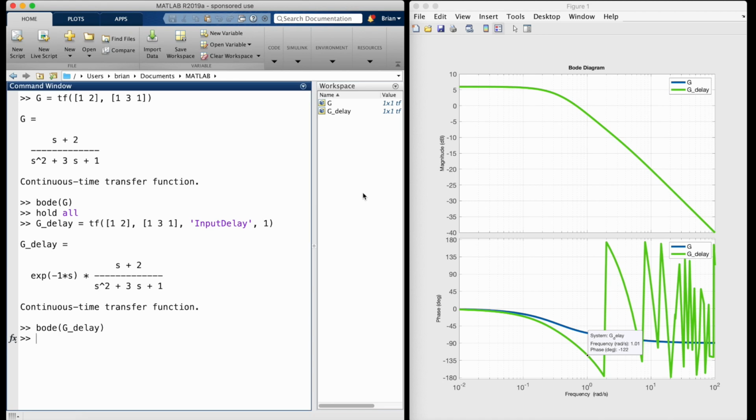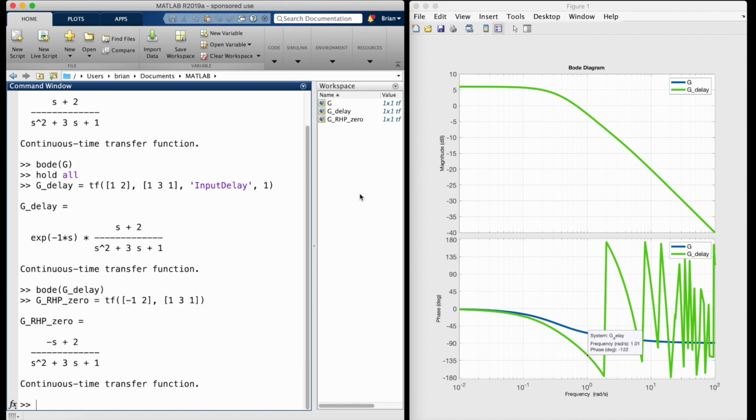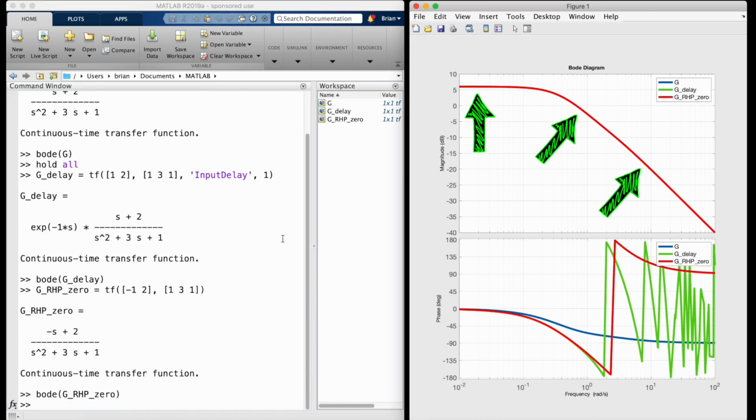The other way is to move one or more of the transfer function zeros from the left half plane over into the right half plane. For this transfer function, we can move the 0 from s = -2 over into the right half plane at s = +2. And check this out. This transfer function also has the same magnitude, but again, not the same phase shift. So we have 3 different transfer functions, and each have the same frequency response magnitude, but different phase.